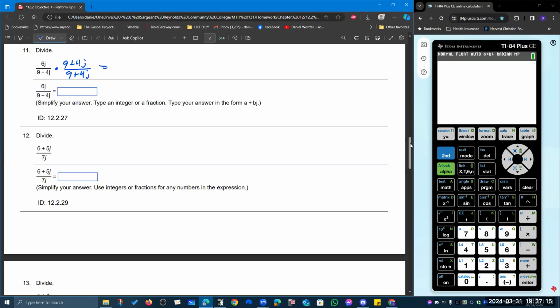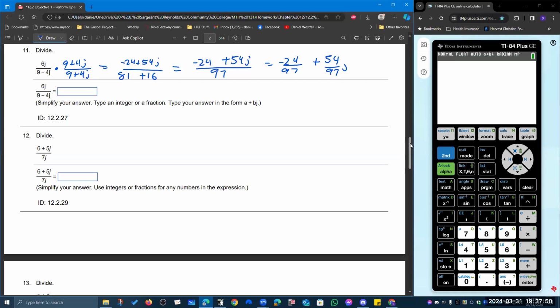And that gives us 54j, and 24j squared is a negative 24. And 9 times 9 is 81. Then negative 16j squared is plus 16. So that gives us a denominator of 97. Negative 24 plus 54j. And we're going to split that up into negative 24 over 97 plus 54 over 97.